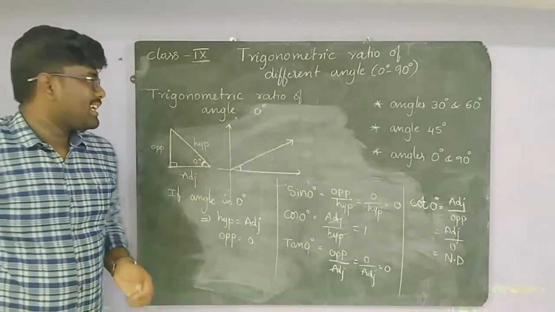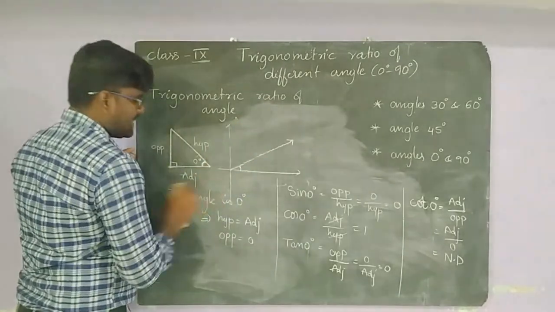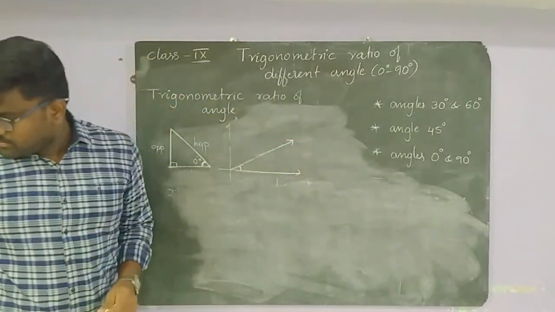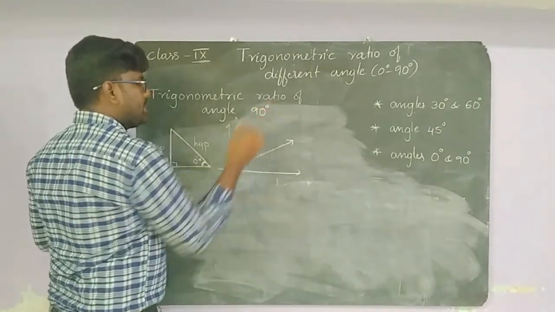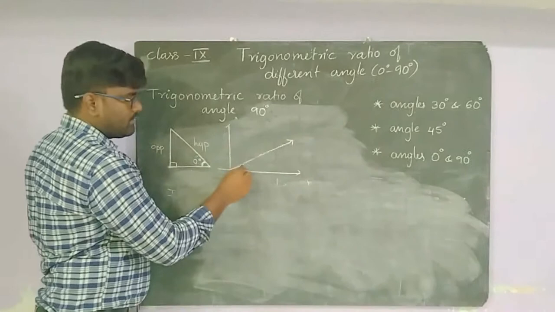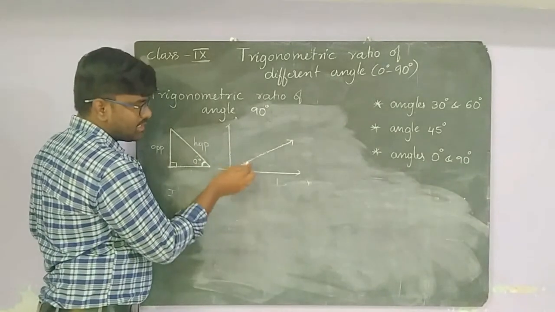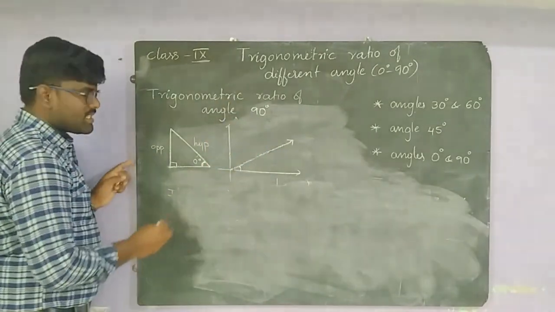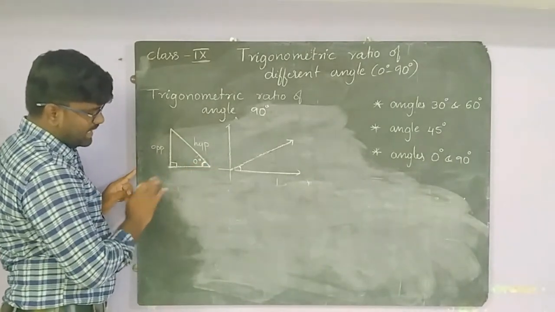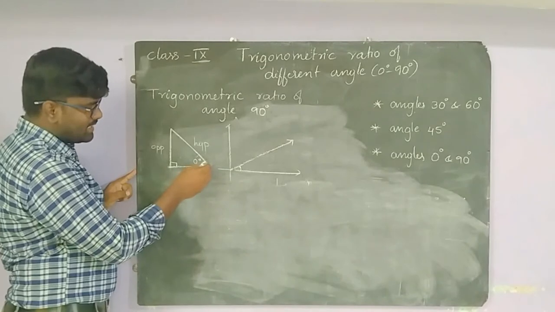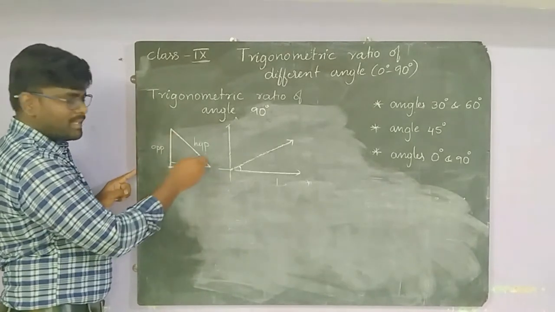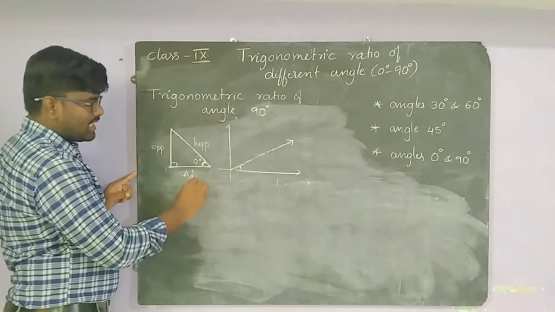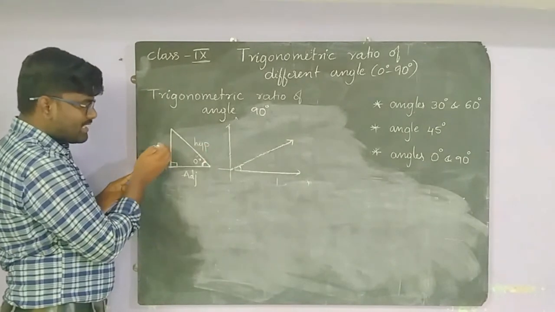Now we want 90 degrees. Trigonometric ratios of 90 degrees. Whenever this angle becomes 90 degrees, this ray coincides with the y axis. Diagrammatically, in the triangle, whenever this angle is 90 degrees, it is nothing but perpendicular. That means whenever this angle is 90 degrees, it coincides with the opposite side.